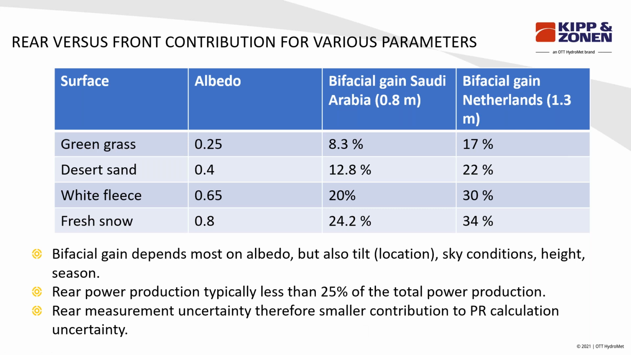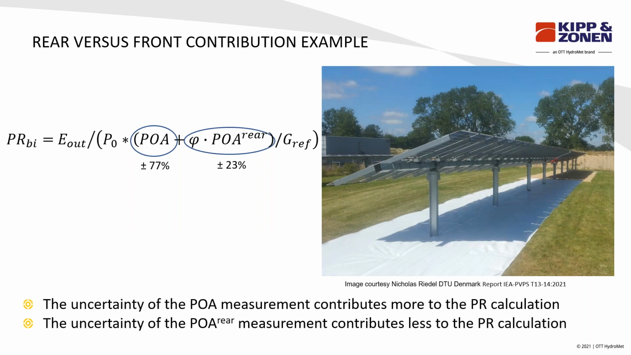Therefore, what we think is that a measurement uncertainty of the rear irradiance gives a smaller contribution to the performance ratio calculation uncertainty. To write it down in numbers, here we have the formula for the performance ratio for a bifacial plant, where we have plane of array and phi times plane of array rear. So for this example, where we have white fleece on the ground, we would have roughly 77% contribution from the plane of array and only 23% contribution from the plane of array rear.